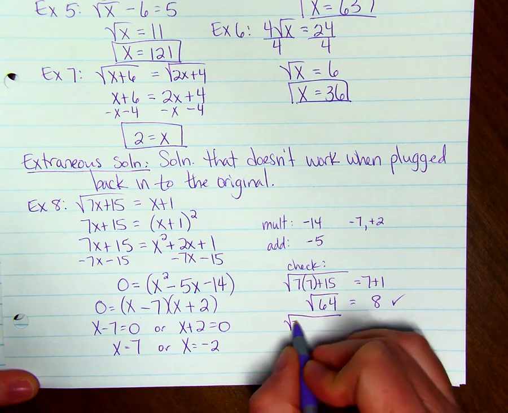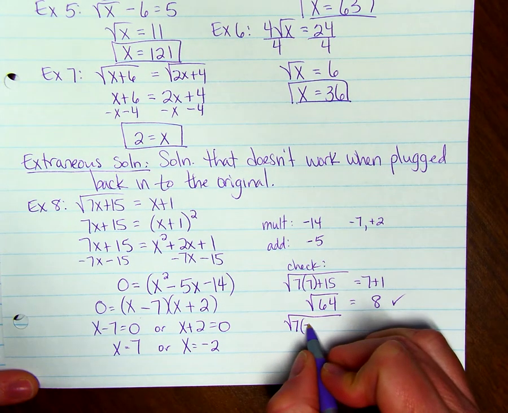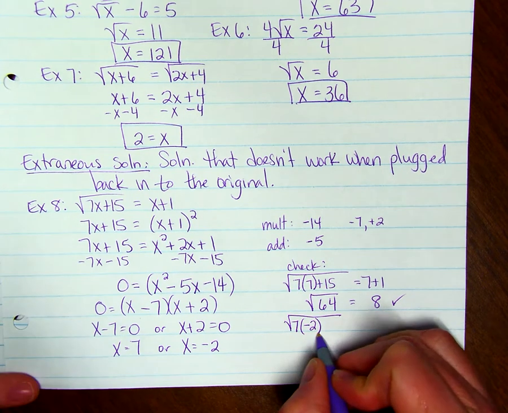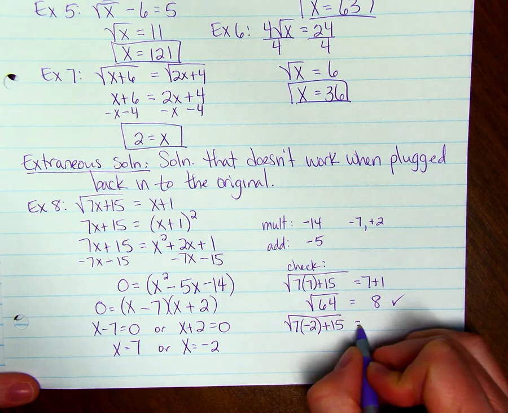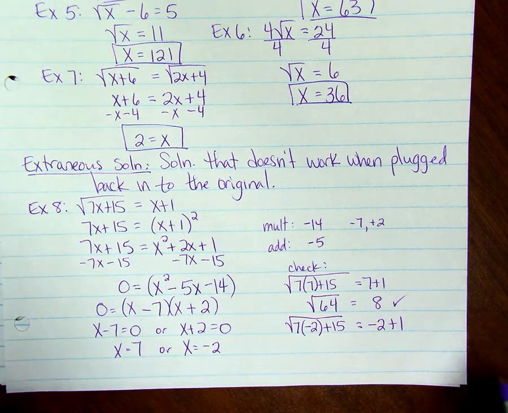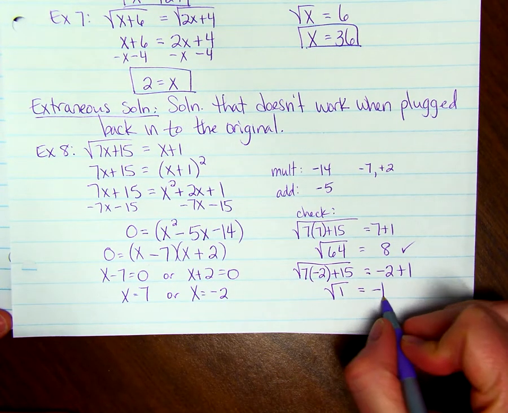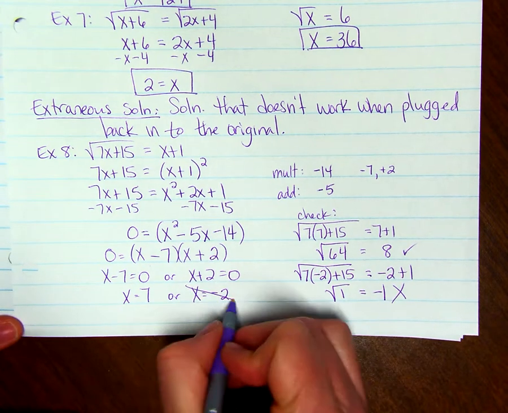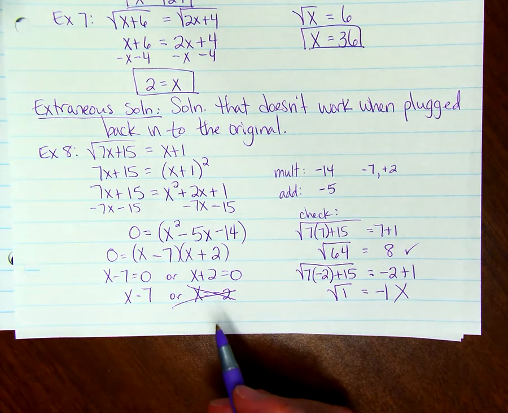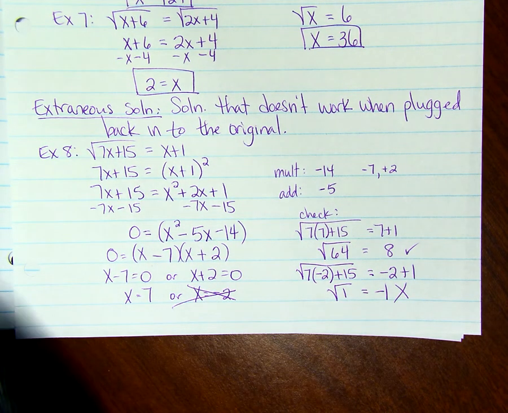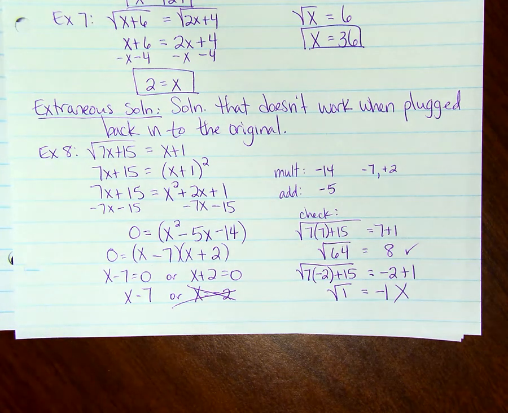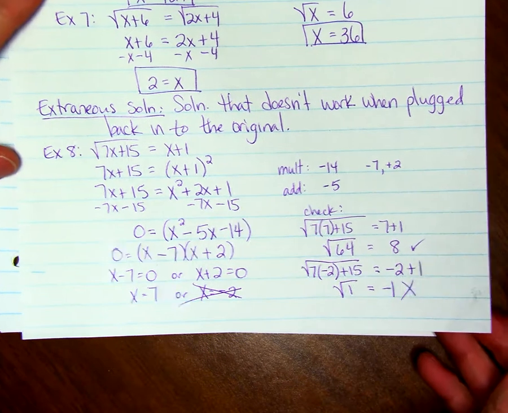Then we'll try the negative 2, 7 times negative 2 plus 15. Does that equal negative 2 plus 1? So this is the square root of 1. Does that equal negative 1? No. So the extraneous solution is negative 2, and the only solution will be x equals 7. Now I'm going to do one more example.